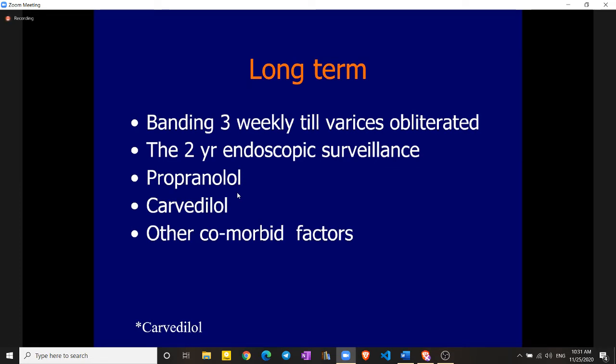Carvedilol is alpha 1, beta 1, both it blocks, right? So propranolol is a beta blocker, non-selective. So it's important to have a non-selective beta blocker. You can use nadolol as well. Nadolol is not available here, but propranolol and carvedilol is what we use. So long term, that's very important to put the patient on that. If the patient has contraindications for beta blockers, for instance, bronchial asthma, then there is an issue. So then you have to only go with banding procedures to eradicate the varices. Next one.